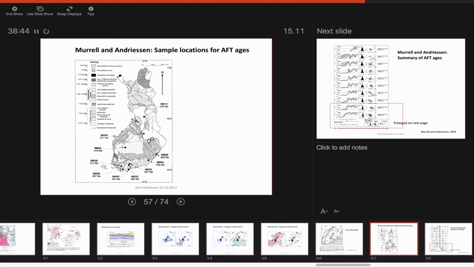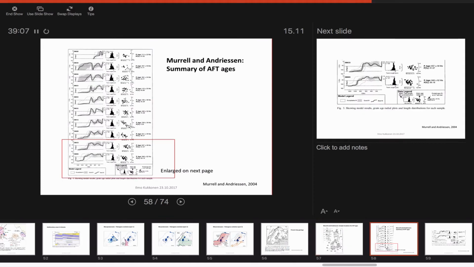with his supervisor Paul Andreasen, they published a paper in 2004, and they discussed a number of samples in different parts of Finland, and these are the apatite fission track ages of the different samples. It's black and white, not easy to see the kind of pattern there, but one of the important things is that now, when you have different thermochronometers, the temperature history of the sample cannot be solved uniquely.